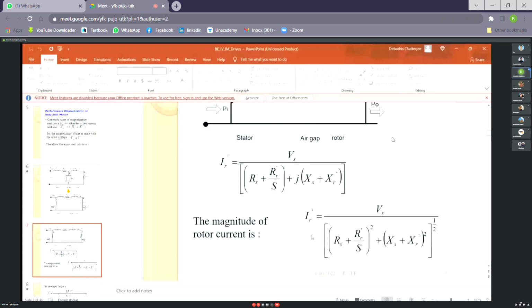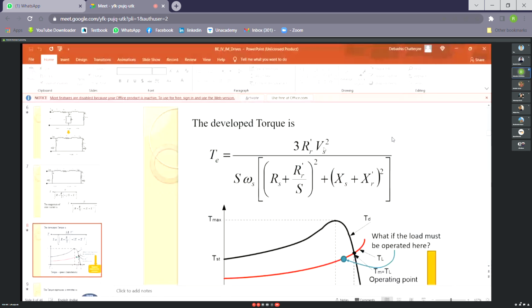And from that rotor current magnitude, you can compute torque very easily. That I have said: 3 by omega s into Ir squared Rr dash by s. After computing that, the equation looks like this: 3 Rr dash Vs squared, divided by s omega s times (Rs plus Rr dash by s) squared plus (XLS plus XLR dash) squared. So now this torque is a function of slip. Let us say other parameters are constant: omega s, XLS, XLR, Rr dash are all constant. Then torque becomes a function of slip only.